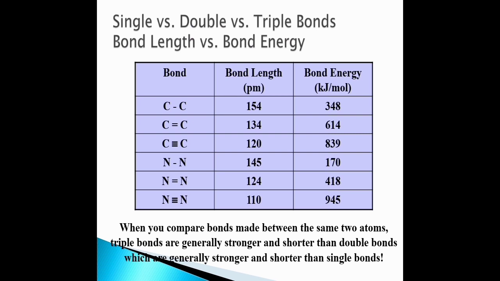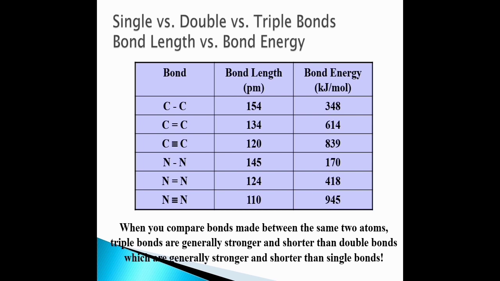Single versus double versus triple bonds. Bond length versus bond energy. Carbon-carbon single bond length is 154 and bond energy is 348 kilojoule per mole. Carbon-carbon double bond length is 134 picometer and bond energy is 614 kilojoule per mole. Carbon-carbon triple bond length is 120, bond energy is 839.